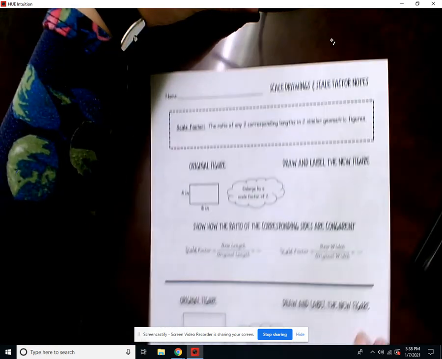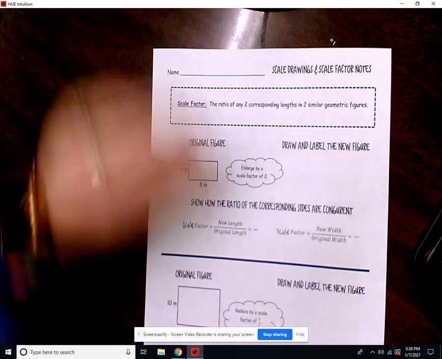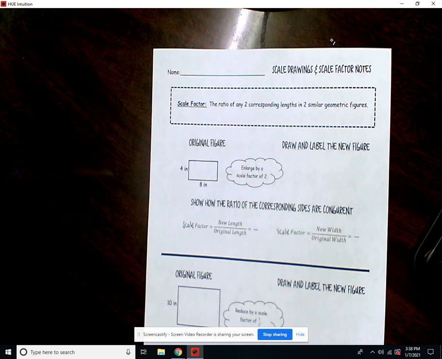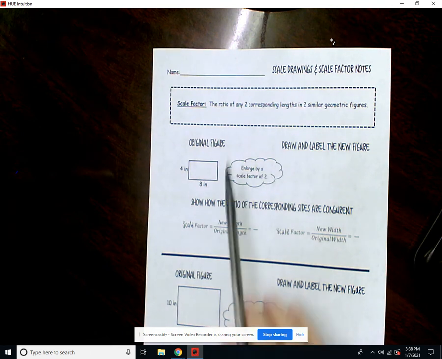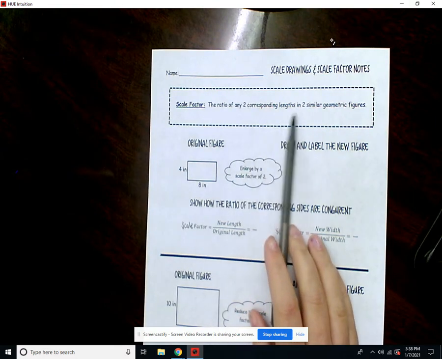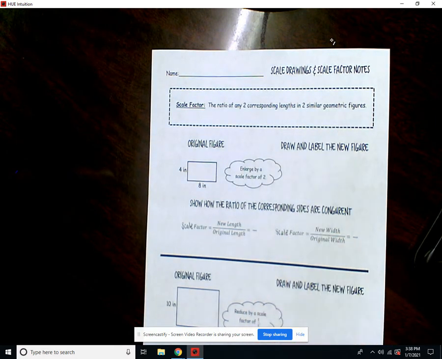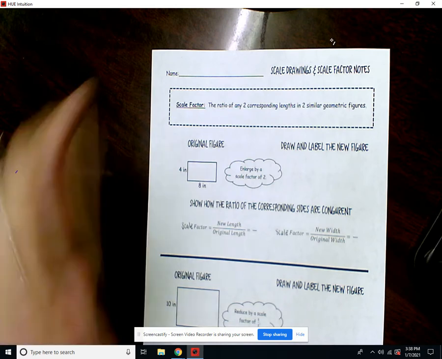Okay, so today we're going to look at scale drawing some more, but look specifically at scale factor. So a scale factor is the ratio of any two corresponding lengths in two similar geometric figures. So a scale factor is what takes the image from a small figure to a big figure, or a big figure to a small figure.